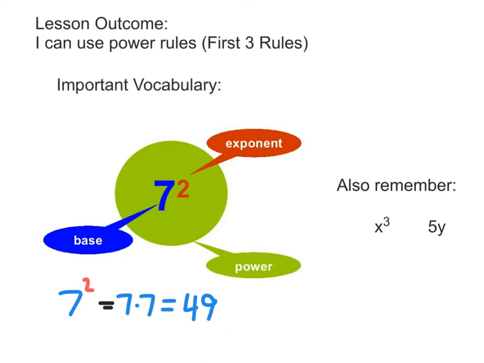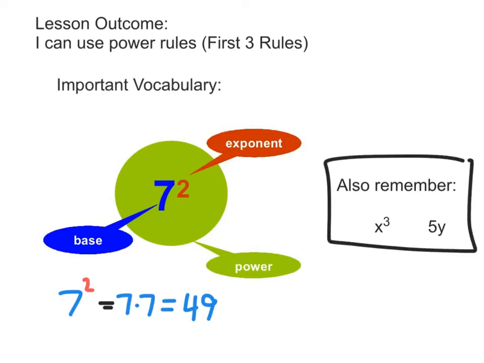A couple other little things I want you to remember as we start this unit. Remember that if a term like x to the third power has no number in the front of x, there is a number there, and that number is 1. Just remember that. Again, we've got a base of x and an exponent of 3 there.